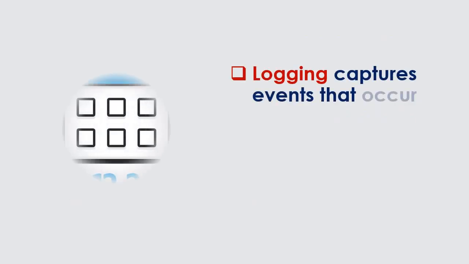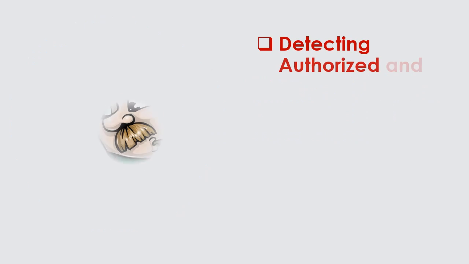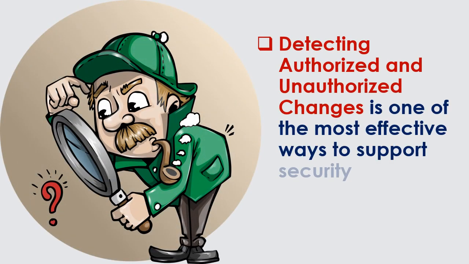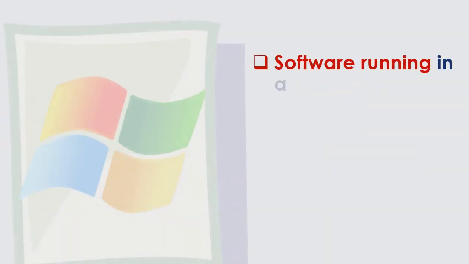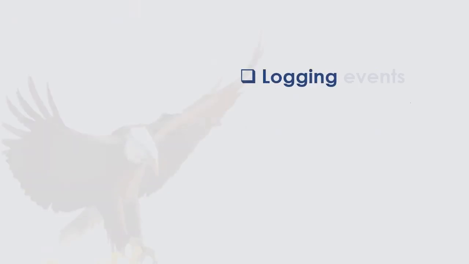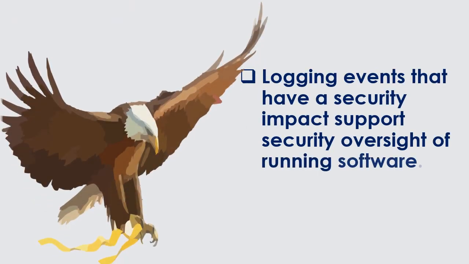Logging captures events that occur in the operational environment. Detecting authorized and unauthorized changes is one of the most effective ways to support security. Software running in a production environment is the front line of cybersecurity. Logging events that have a security impact supports security oversight of running software.